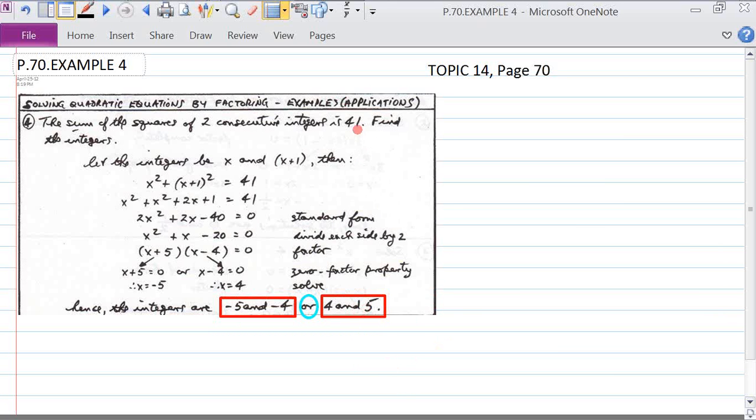So we have these two possibilities, either minus 5 and minus 4 or 4 and 5.